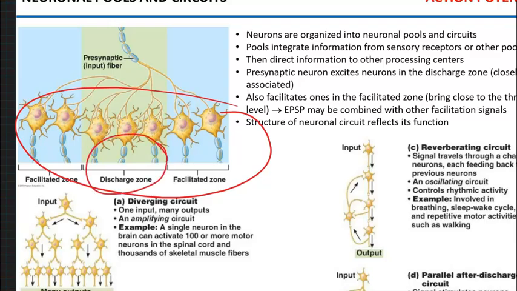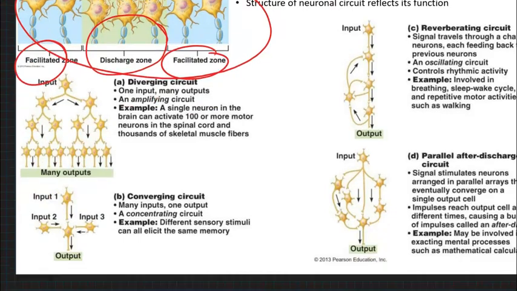So the folks who are closer to me are in my discharge zone. It means that when neurotransmitter reaches them, they generate action potential. You're farther from me. When neurotransmitter reaches you, it's not enough. You are not at the threshold level yet. But what happens is you are slightly depolarized. You are facilitated. You are getting closer to the threshold. Questions? Basically understand the difference between discharge and facilitated zone.